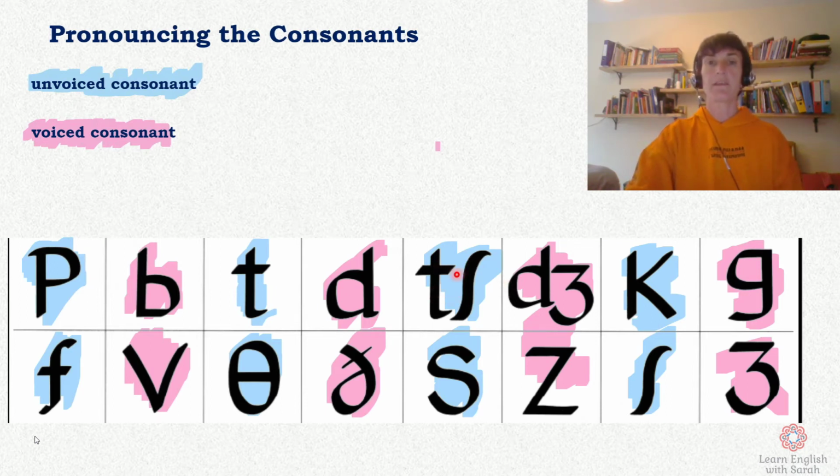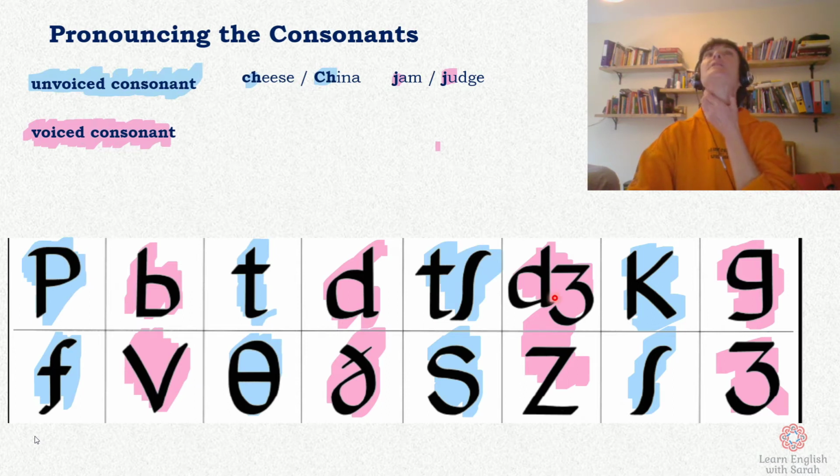This one here is /ch/, and we find this sound in words like cheese and China. So it's often written as CH, but not always written as CH, okay? And CH is not always /ch/. This one here, the voiced one, is /j/. So the mouth, the tongue are the same, but there's movement in the throat. And you find this sound in words like jam and judge. So /ch/, /j/.